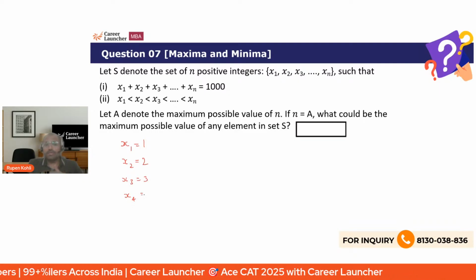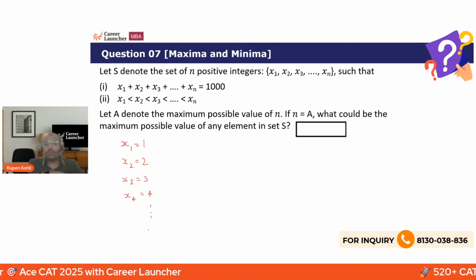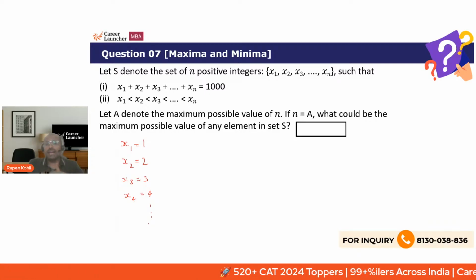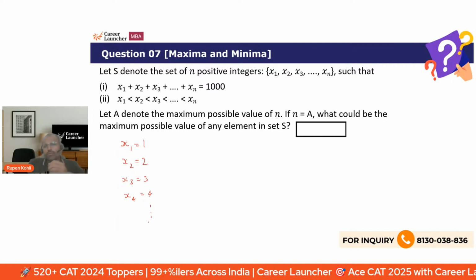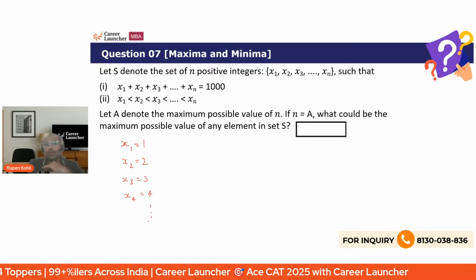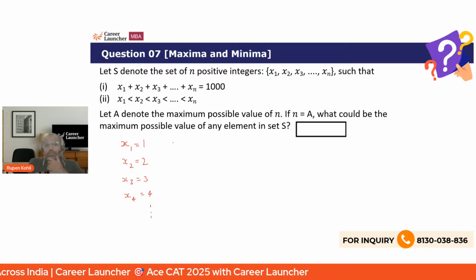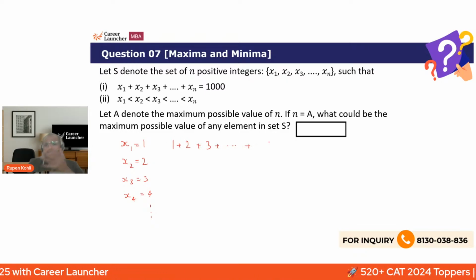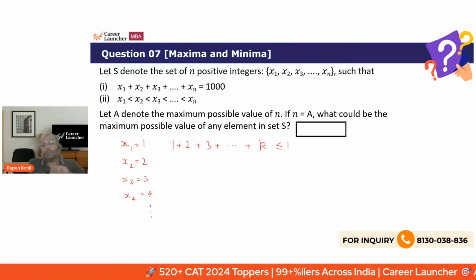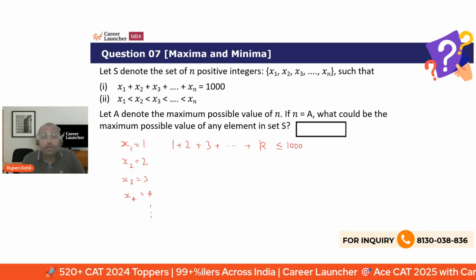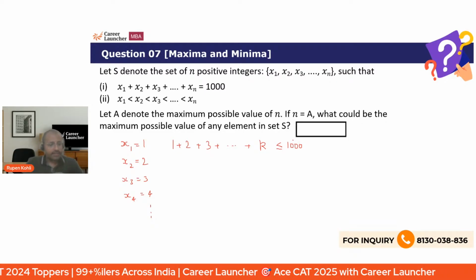x1, x2, x3, x4 and so on. We would want them to take the values 1, 2, 3, 4, 5, 6 dot dot dot until we reach a stage when the sum of these numbers has reached or is just short of 1,000, so that if we add the next integer, we cross the level of 1,000. So basically we are looking for the sum 1 plus 2 plus 3 and so on, up to some number, let's say k, to be less than or equal to 1,000. We want this sum to be less than or equal to 1,000, right?